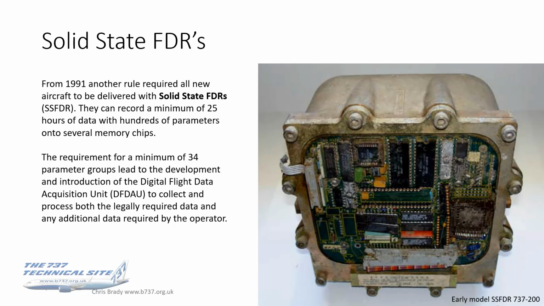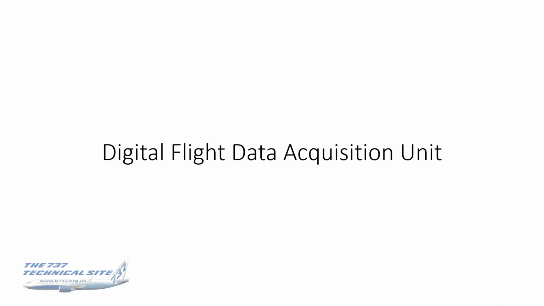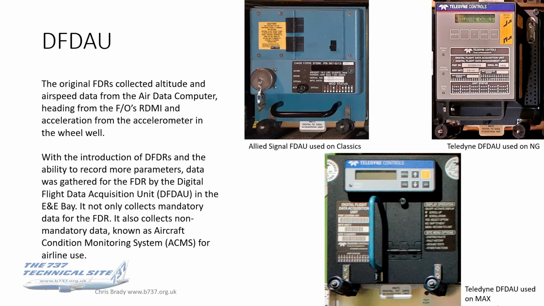There was also a requirement for a minimum of 35 parameter groups to be recorded, and that led to the development of the Digital Flight Data Acquisition Unit to collect and process both all the legally required data and any additional data that might have been required by the operator. So let's have a look at it, the Digital Flight Data Acquisition Unit, or I call it the DFDAU, but that's probably incorrect.